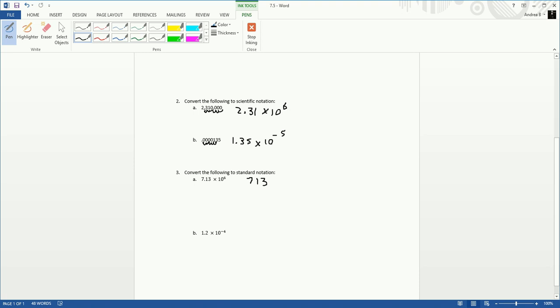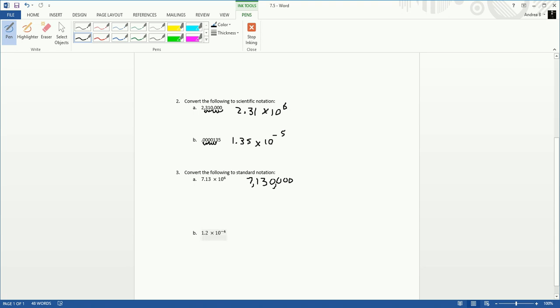So then that means we need a total of 4 zeros behind that. So that way that decimal point has moved a total of 6 places. So here in this case we get 7,130,000. Again, it is a large number since it was a positive exponent.